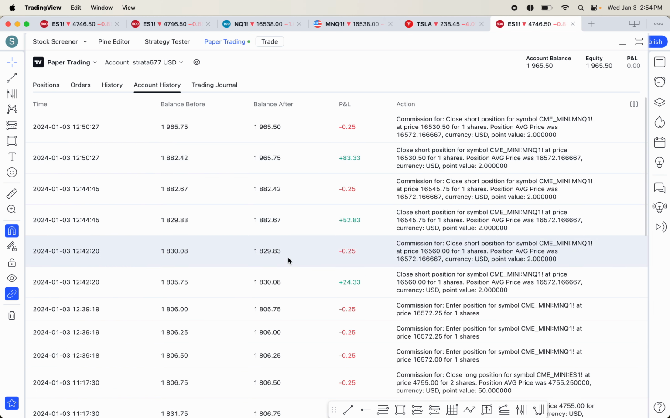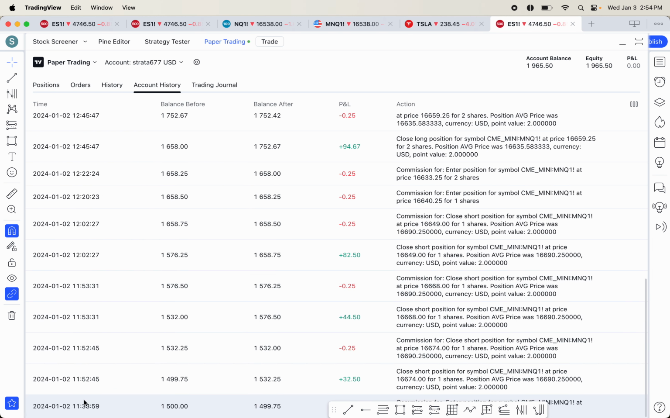And this account started with 1500 yesterday, the beginning of the year. So it is now at 1965 using just 3 micros. The idea is to show this and how playing with 3 micros is more than enough in a small account, especially when you're using a Top Step or Apex account or any of the other prop firms.